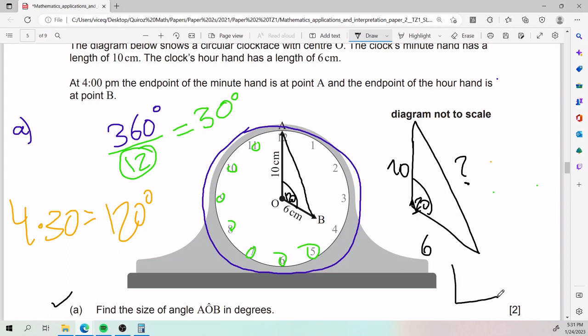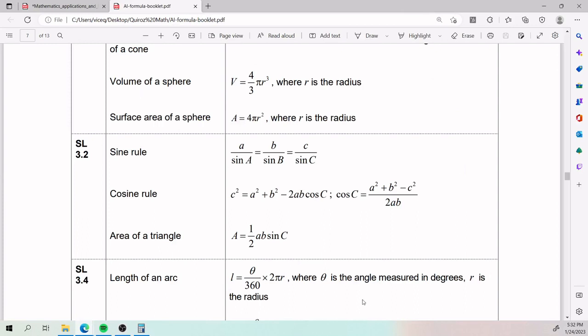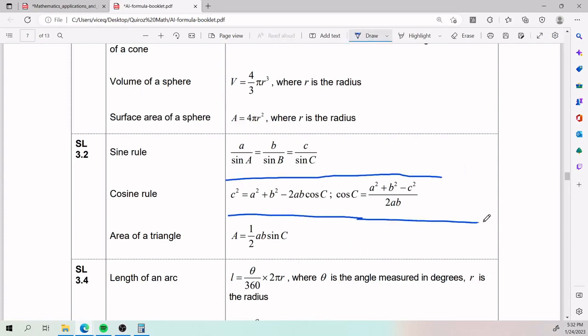Pythagoras theorem if it's a right triangle, or trigonometry in every other case. So we open up our formula booklet, we go to the part of trigonometry, and we see what we can use. I've explained this in a lot more detail in my other videos, but as you see, the sine rule works in pairs.